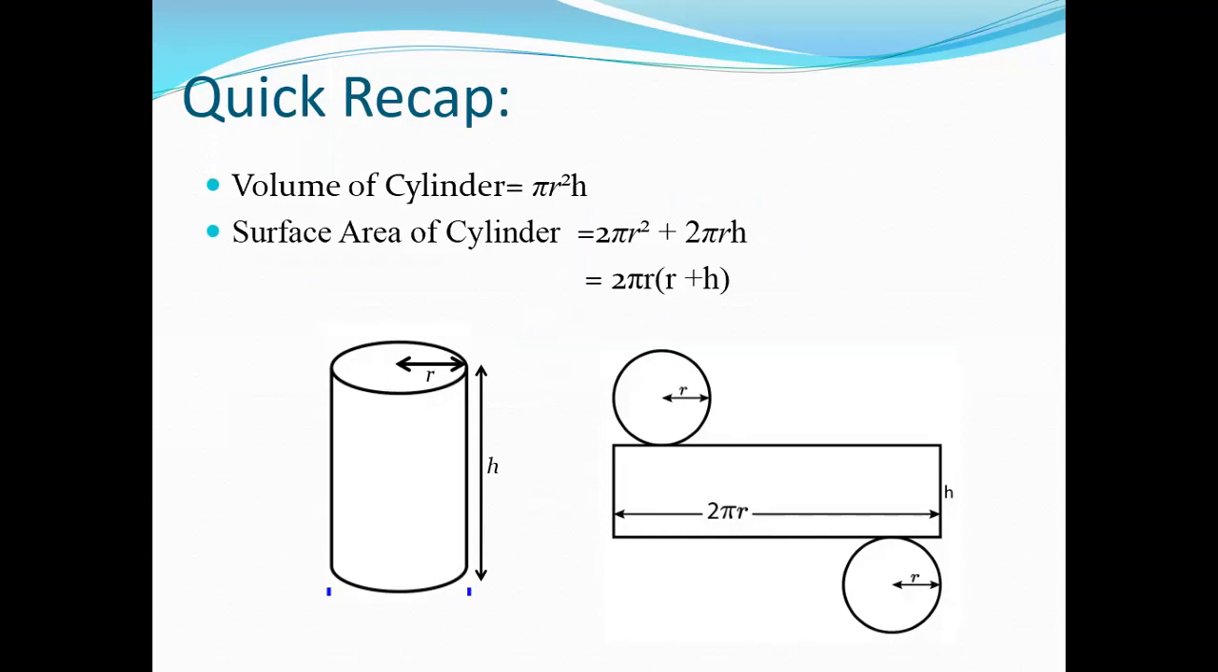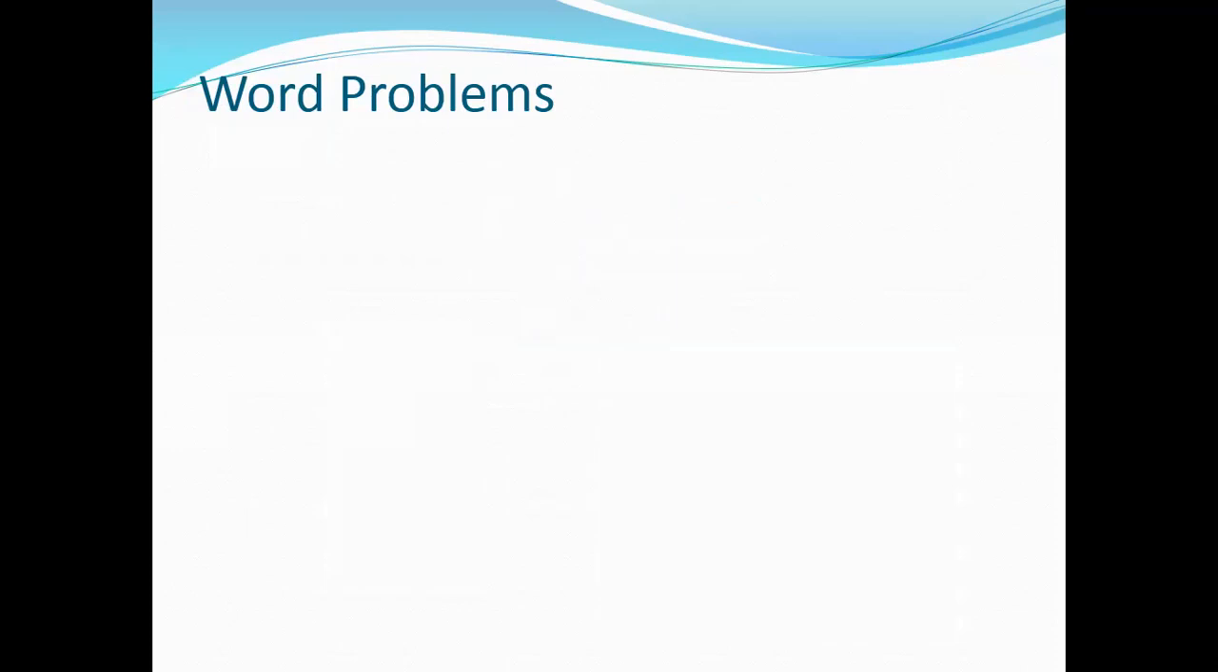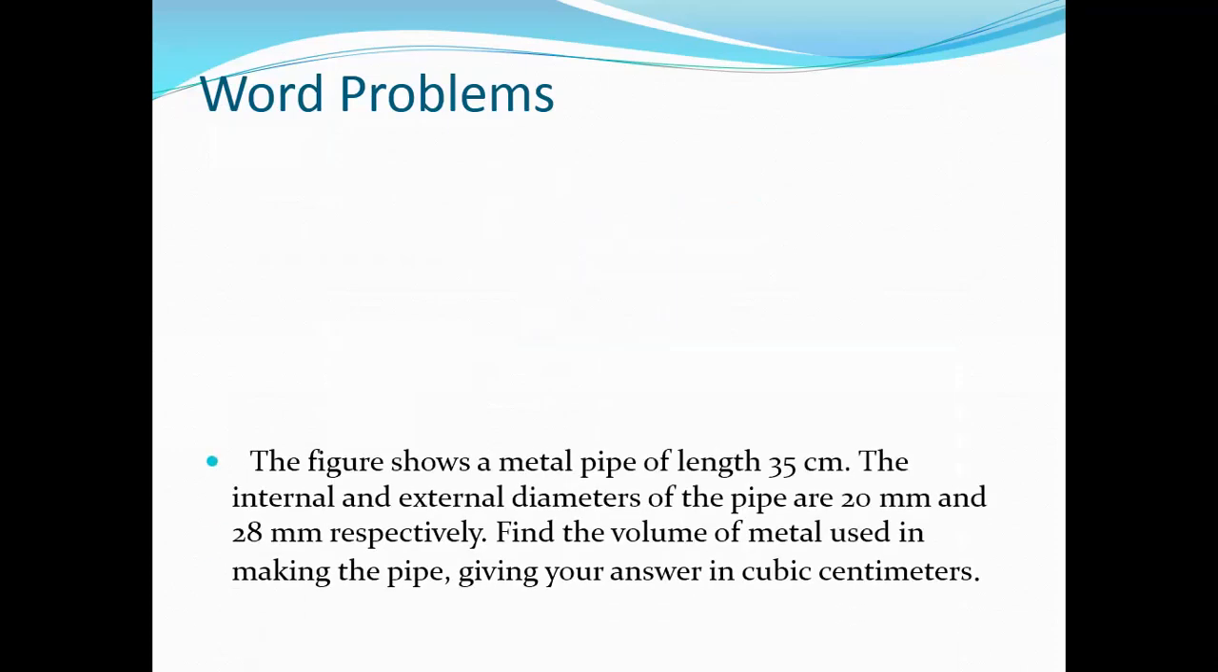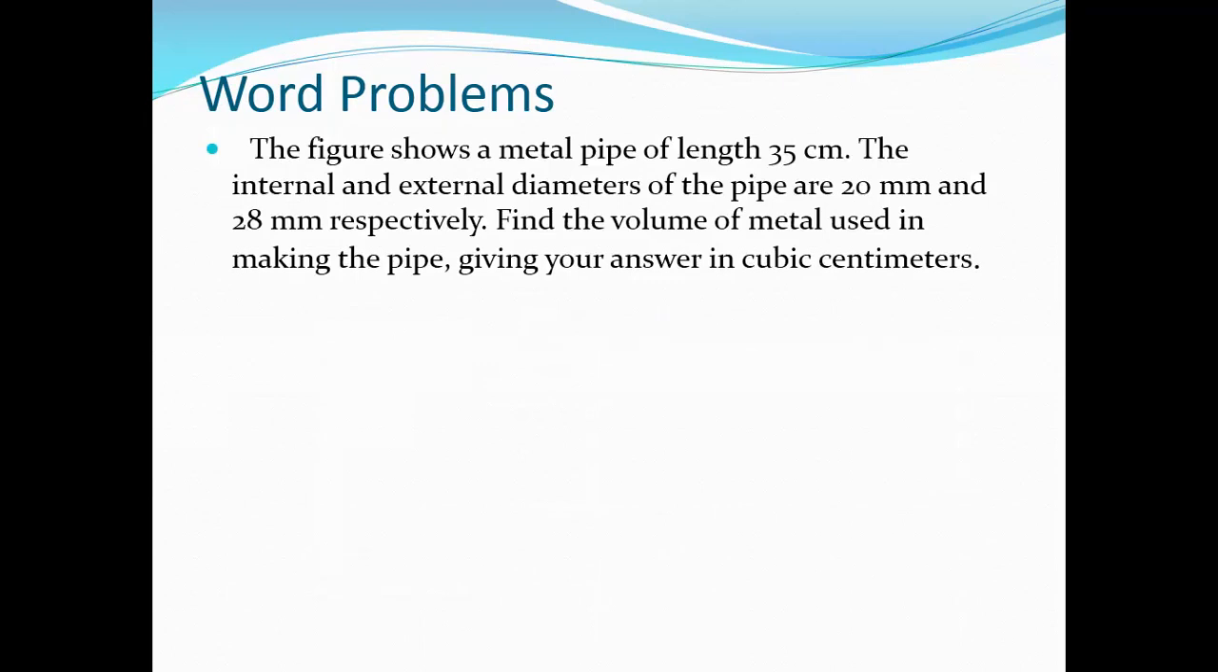Let's move towards the word problems, which is the main topic of today's lesson. So here is a question. The figure shows a metal pipe of length 35 centimeter. The internal and external diameters of the pipe are 20 millimeter and 28 millimeter respectively. Find the volume of metal used in making the pipe, giving your answer in cubic centimeter.